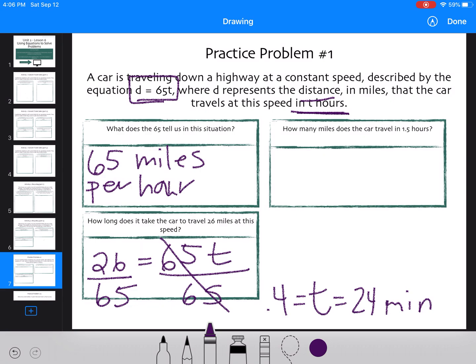Okay, how many miles does the car travel in 1.5 hours? Well, I've got D equals, thinking about the last problem, D equals 65 times 1.5. So then I just take my handy dandy calculator, 65 times 1.5. So the distance is 97.5 miles.